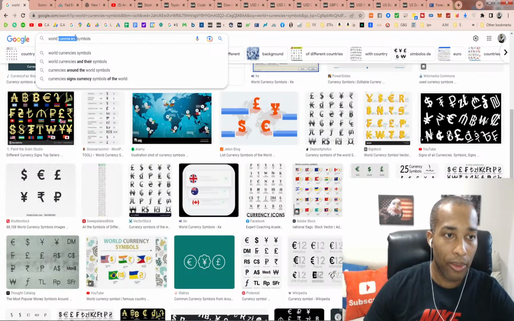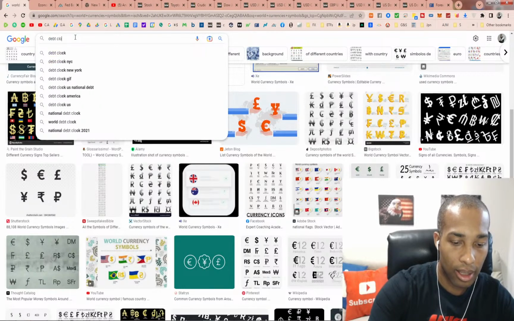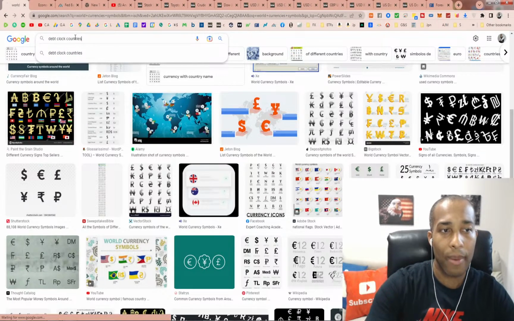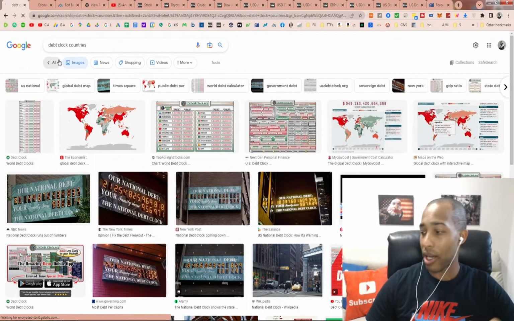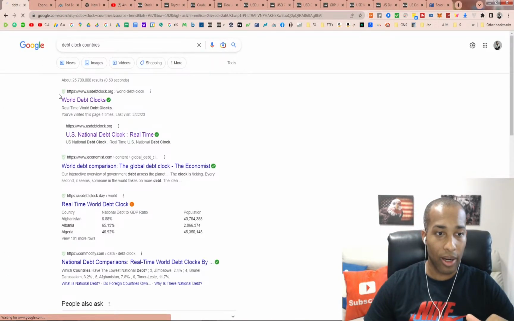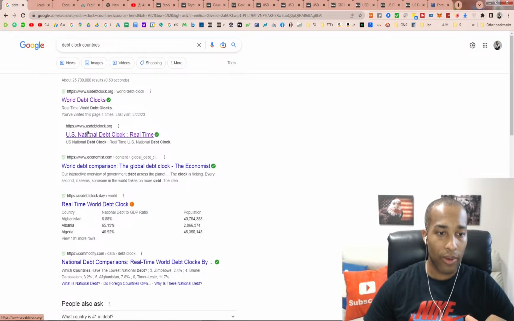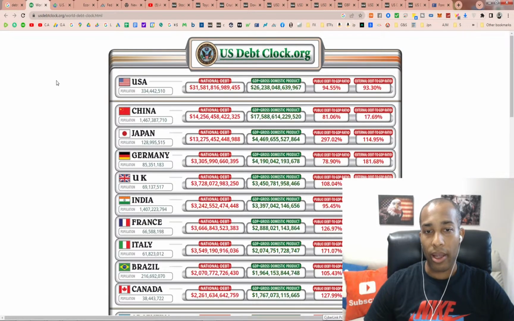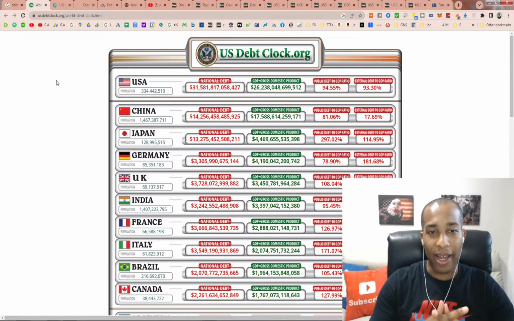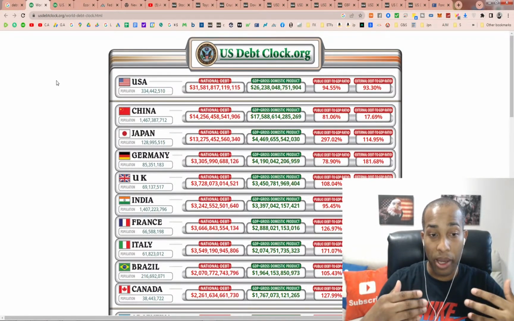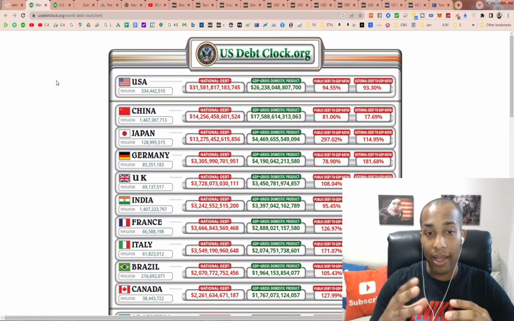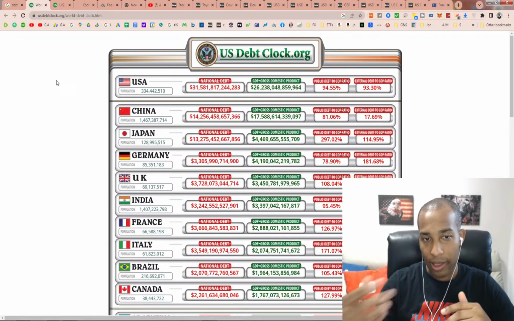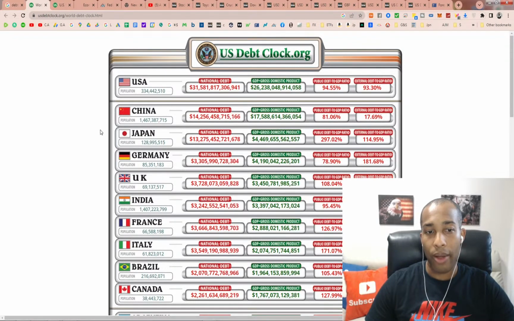Let's look at the debt clock, countries. Now, I talked about this in my last live stream, but since I am getting into currency pairs, let's get into this right here. So look at the debt clock right here. So remember, we live in a debt-based economy. Most countries just live in debt. So they're just expanding their currency supply, just expanding. And if we know this, we know how these governments operate in debt.